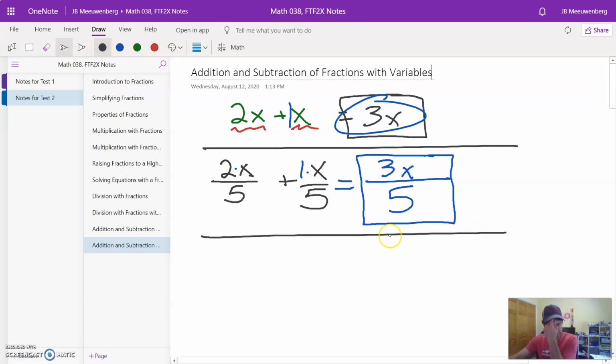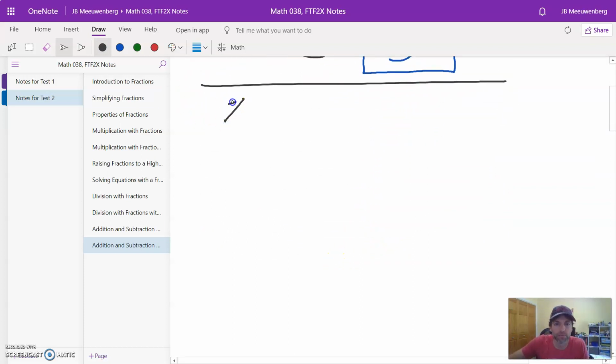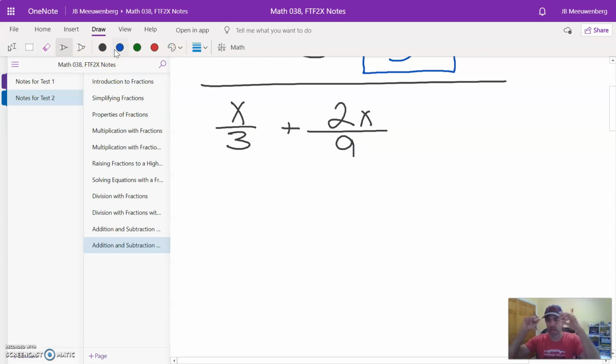Now, what if the denominators are not the same? What if we have x over 3 plus 2x over 9? In the last video, we talked about getting common denominators. And the way I told you to think about it was building the common denominator by thinking of the prime factorizations. 9 is composed of 3 times 3. So if we're building a common denominator, you might just look at it and already know, but I still want to treat it like this.